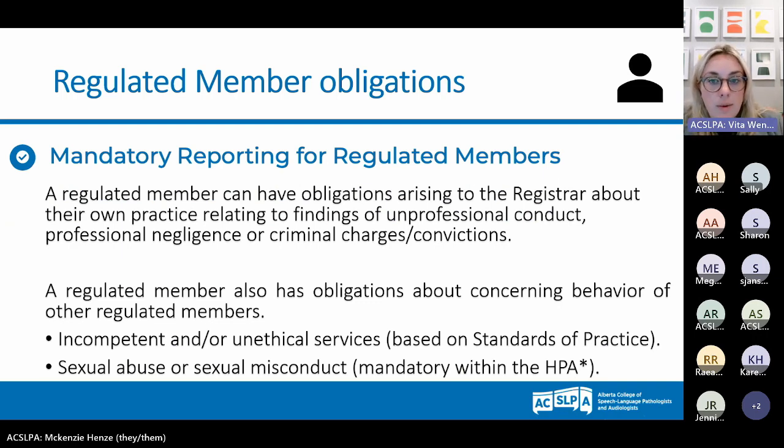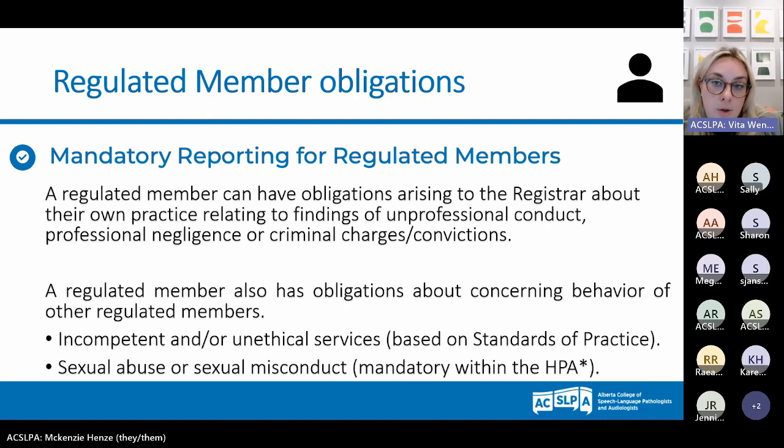Turning, of course, to more obligations relating to the complaints process, there are equal obligations on regulated members for mandatory reporting. I think we can start with the most straightforward one relating to sexual abuse and sexual misconduct. There are mandatory obligations relating to reporting allegations or concerns of sexual abuse or sexual misconduct within the Health Professions Act. There is a caveat to that drafted within it. The most frequent example that I give is a little bit outside of this context, but let's say an SLP is receiving their own private psychology services and discloses potentially something.